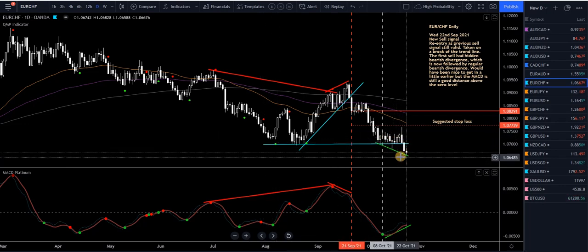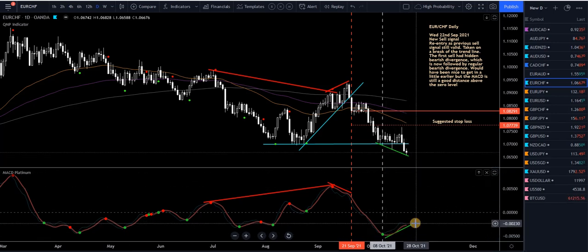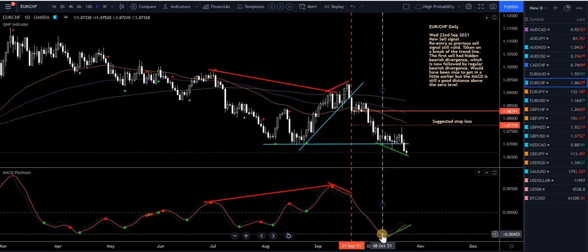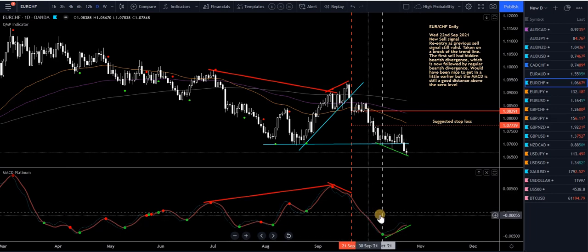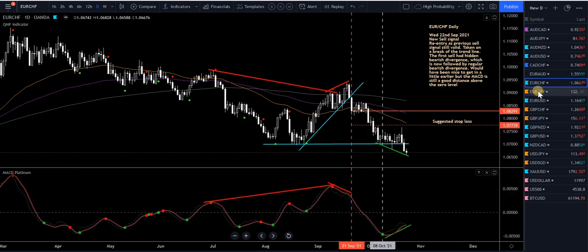You can see the line's been broken, and MACD Platinum's heading up, price is heading down. I'm drawing my divergence lines in there for potential, looking for a buy. There's your green dot on the MACD Platinum below the zero level. Below the zero level, I'm in buy mode. So that's Euro Swiss looking good.